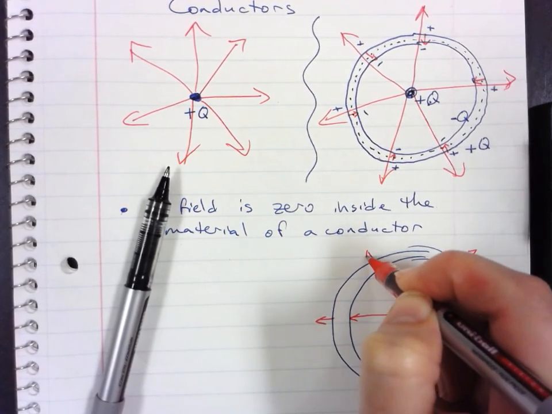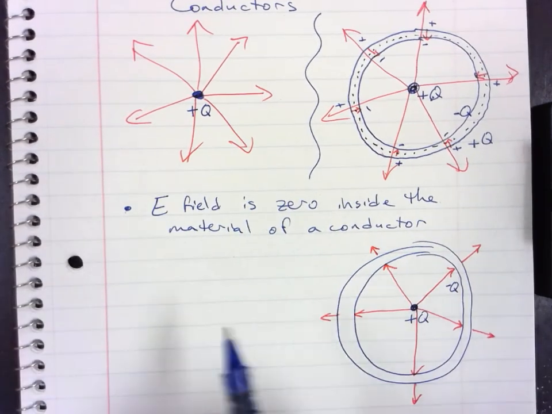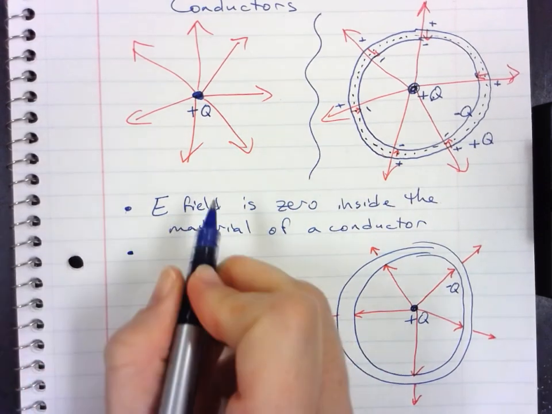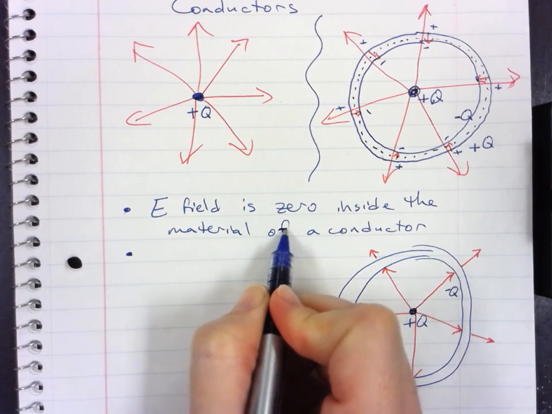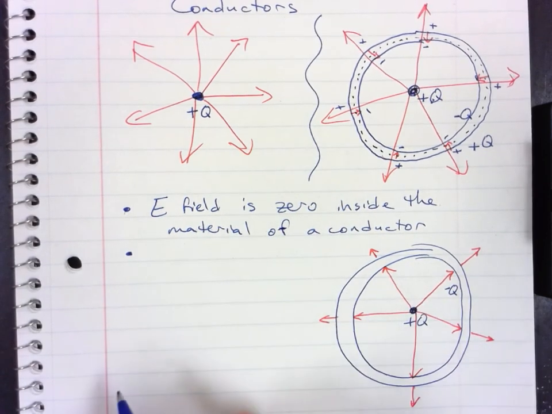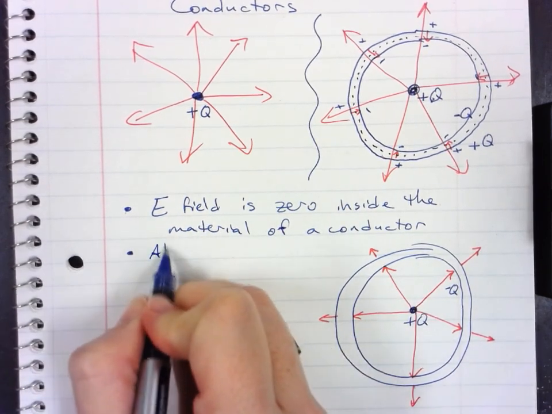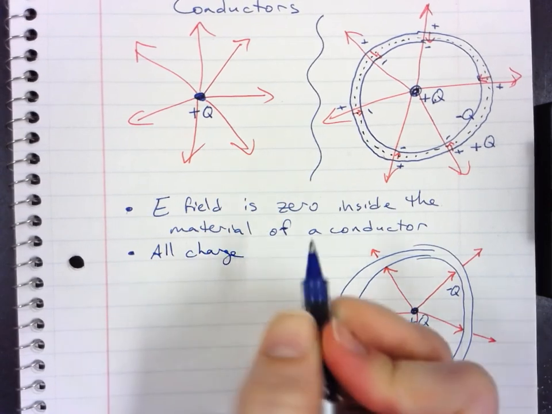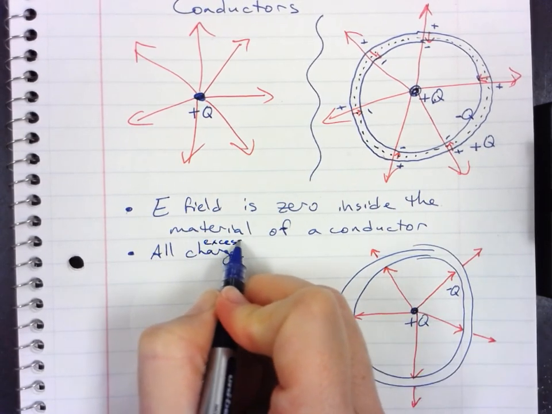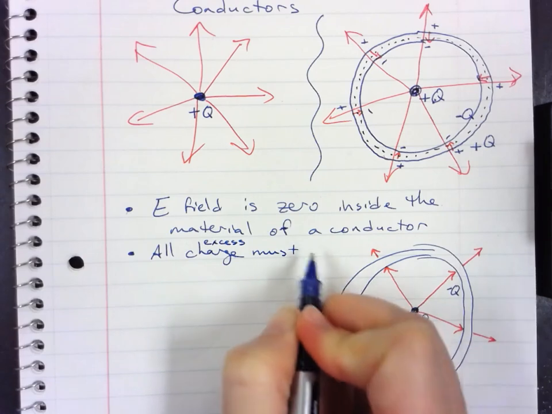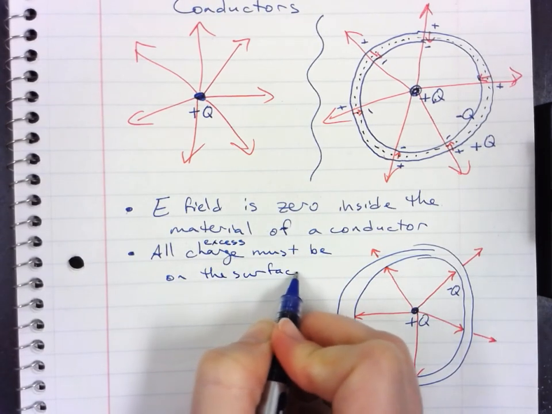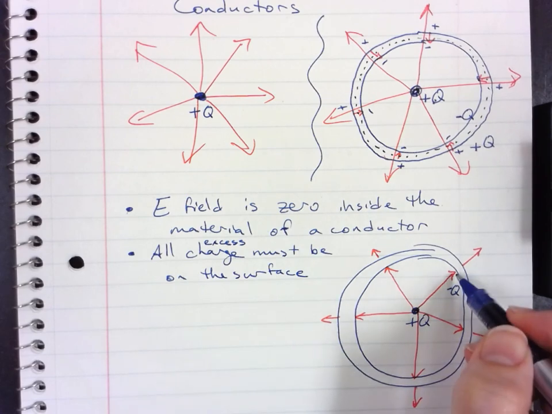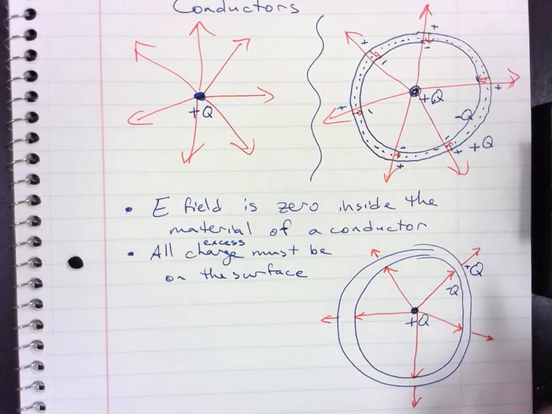Now, this correlates with then to make the electric field zero inside the material of the conductor. So the metal itself has to have an electric field zero. So all charge, all excess charge, must be on the surface of the conductor. So we have negative Q here, and we have positive Q on the outside.